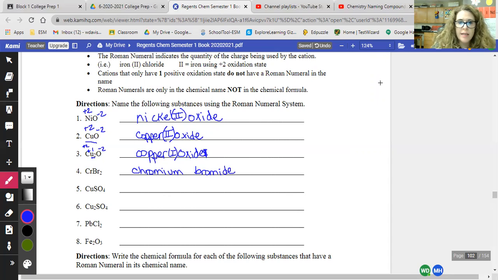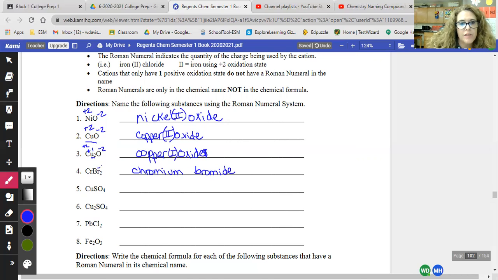Because the ide tells us it's a chemical compound. And so now I check on the periodic table, find chromium. Where are you, chromium? Right there. It's in the transition metals, it has more than one charge, needs a Roman numeral. So I have to figure out the Roman numeral.